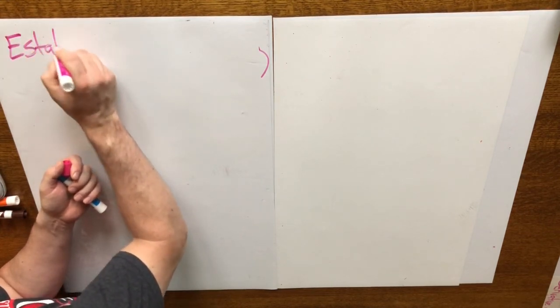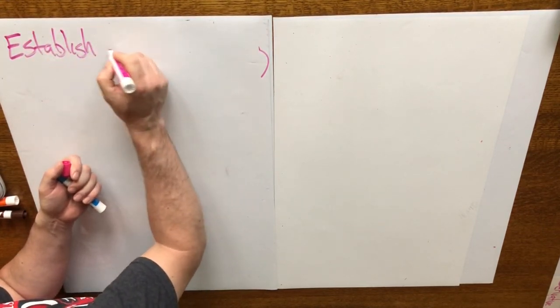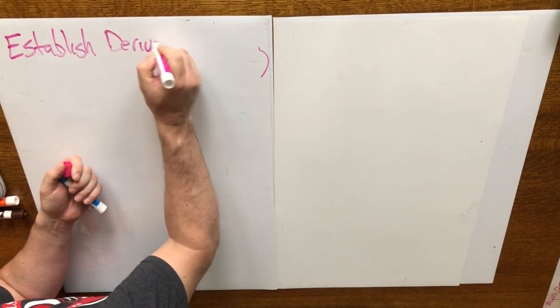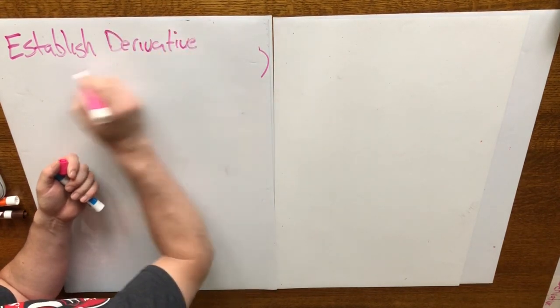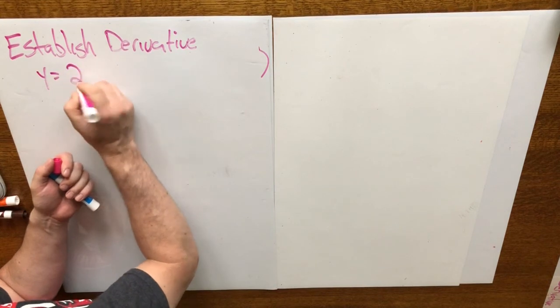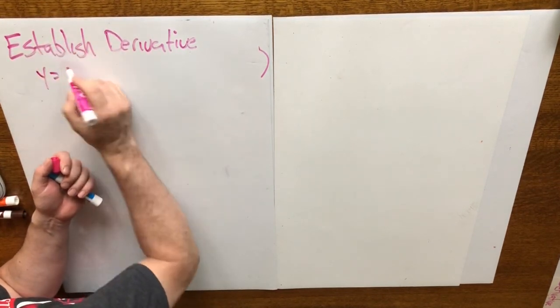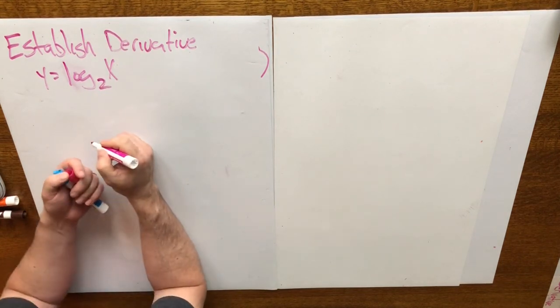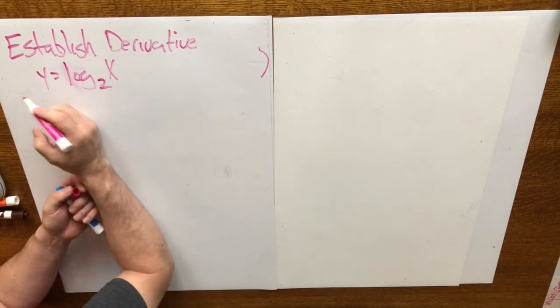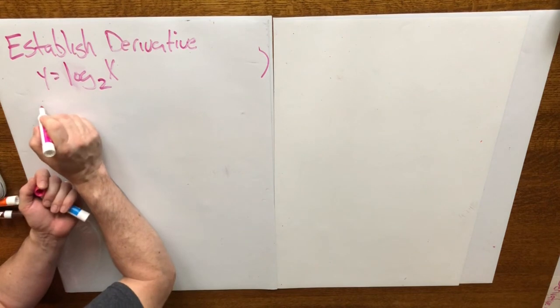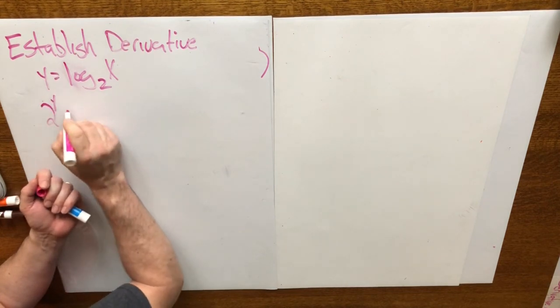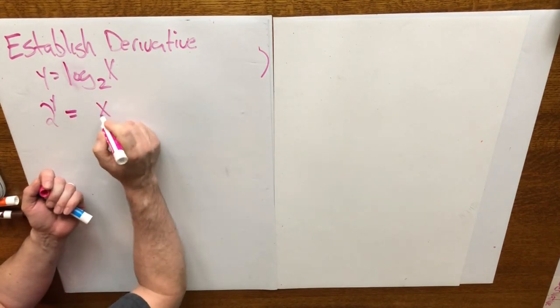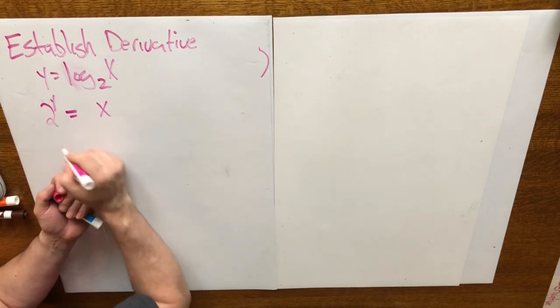What's the derivative of y equals the log of x to some base 2, not e. So we're going to take this and we're going to write it in exponential form. 2 to the y equals x. And we just established the derivative of things like this.